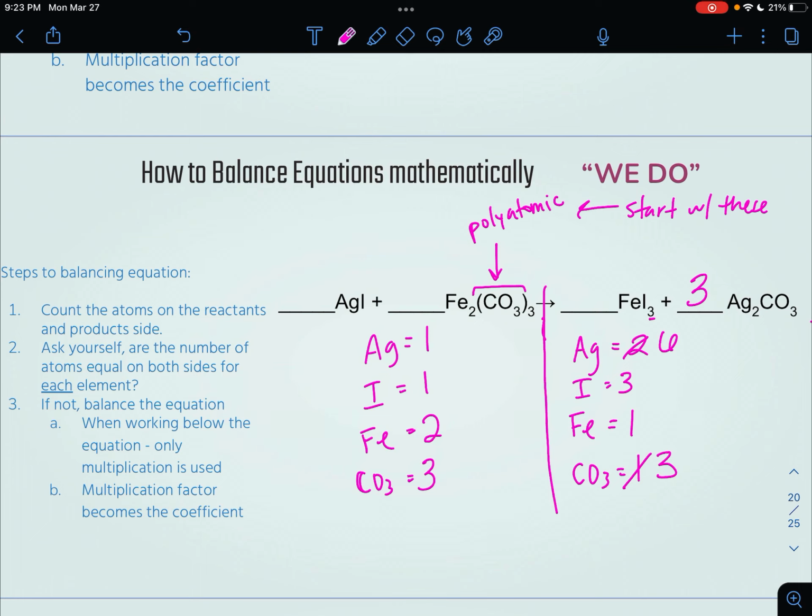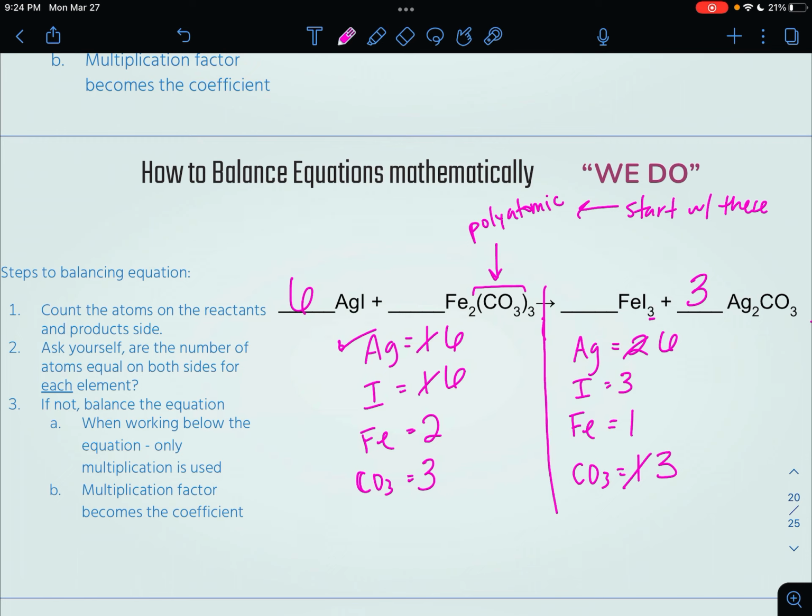We've balanced our polyatomic. It looks good, so it doesn't really matter where we go next. I typically just go up to the top and start there. So let's look at silver, Ag. I have 1 on the left and 6 on the right, so I know I need to put a 6 in that spot, and that's going to change both of those to 6.